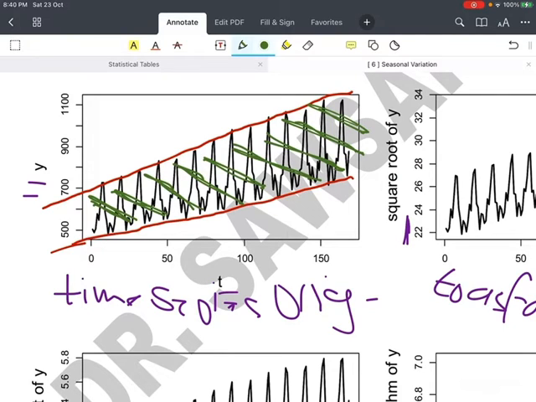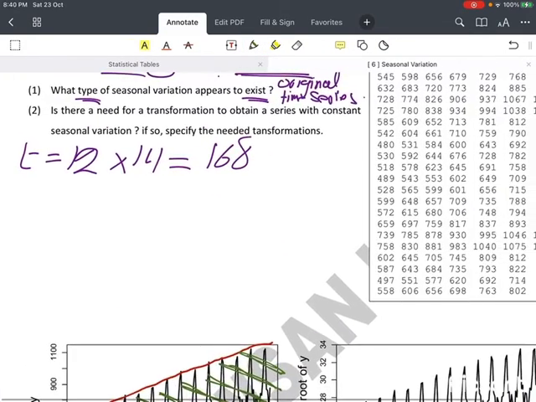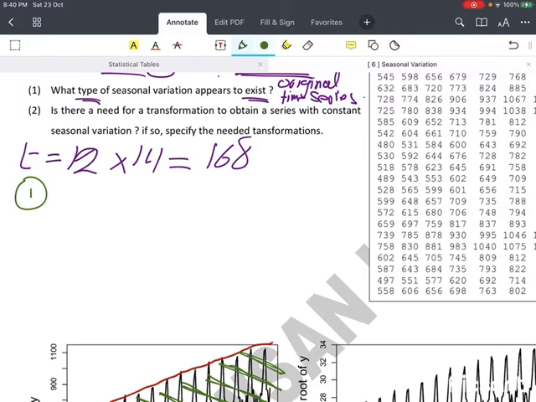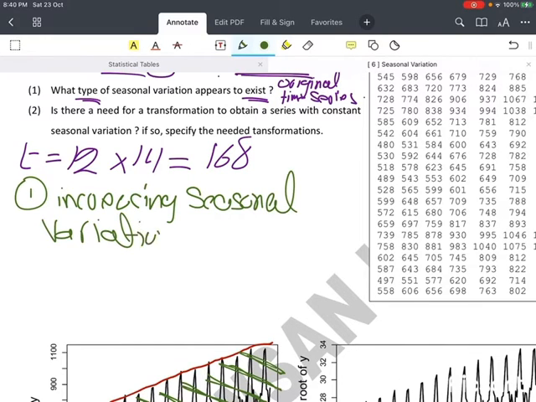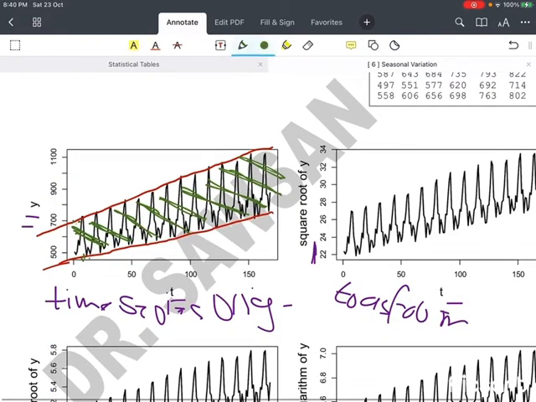Okay, so we have these lines also, they are not exactly parallel, and the space is also increasing. So we will write increasing seasonal variation. Why do we write it as increasing seasonal variation? Because the space is increasing, it is not fixed, and the lines are not exactly parallel.